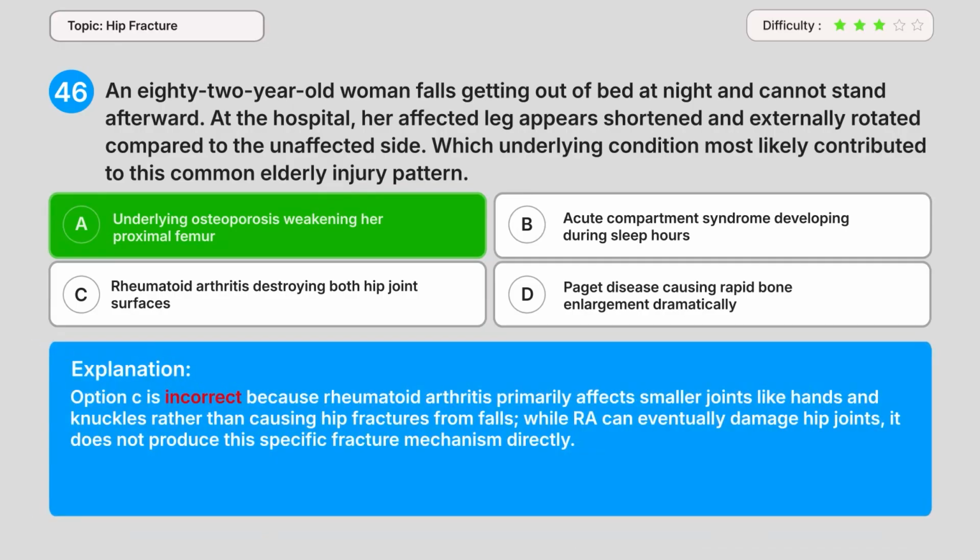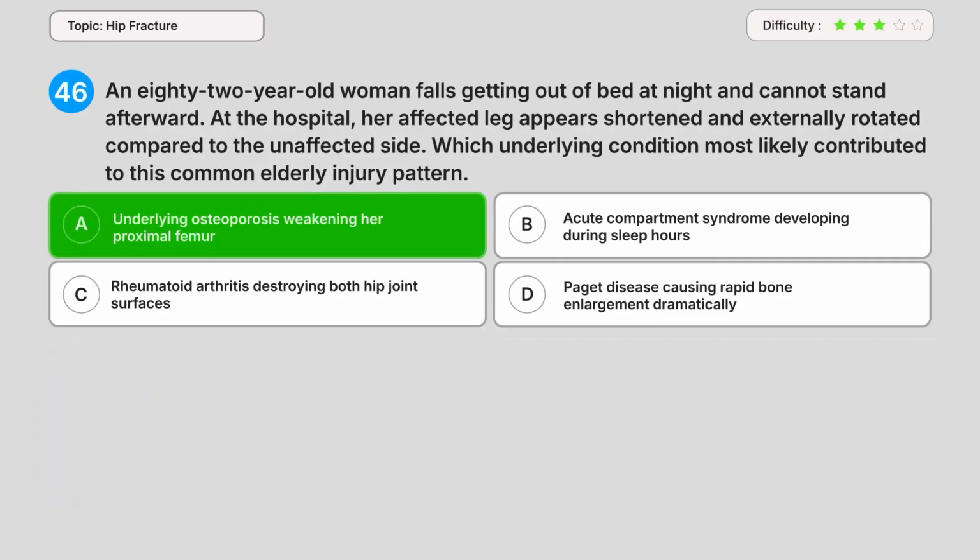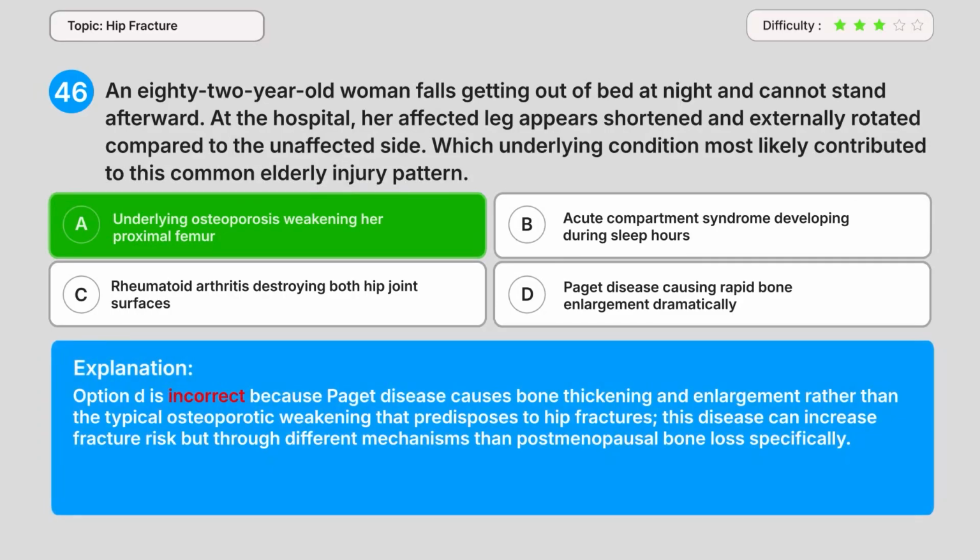Option C is incorrect because rheumatoid arthritis primarily affects smaller joints like hands and knuckles, rather than causing hip fractures from falls. While RA can eventually damage hip joints, it does not produce this specific fracture mechanism directly. Option D is incorrect, because Paget disease causes bone thickening and enlargement rather than the typical osteoporotic weakening that predisposes to hip fractures. This disease can increase fracture risk, but through different mechanisms than postmenopausal bone loss, specifically.